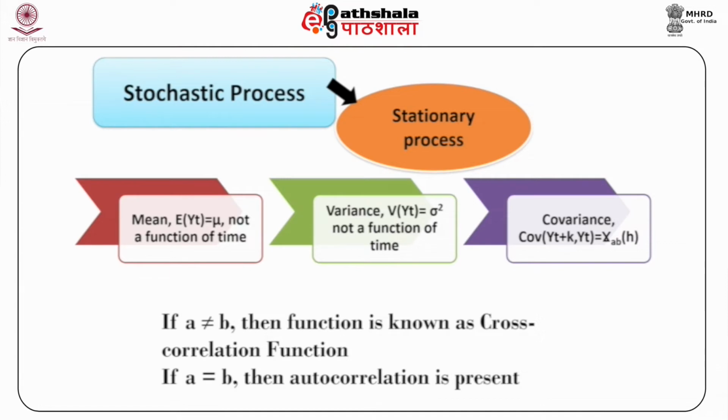A stochastic process is considered to be a stationary process if its mean and variance remain constant over a period of time. Additionally, the value of covariance between two time periods will also depend on the lag between them and not on the actual time when the covariance is computed.